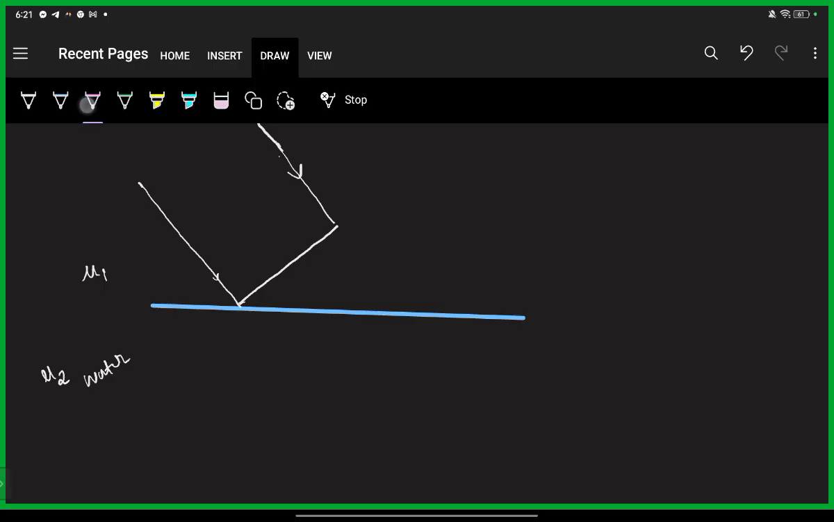First of all, let's draw a perpendicular line, a normal to the surface. So we know this is our angle I, the incident angle. Since light is passing from a rarer to a denser medium, the ray will not follow its original path, but it will bend towards the normal, right? Yes or no? Yes.